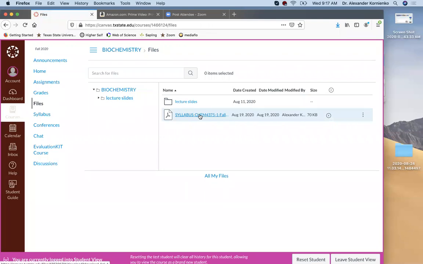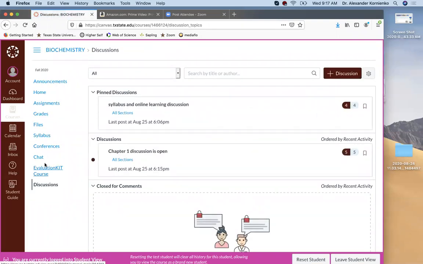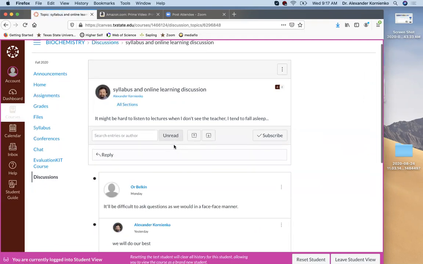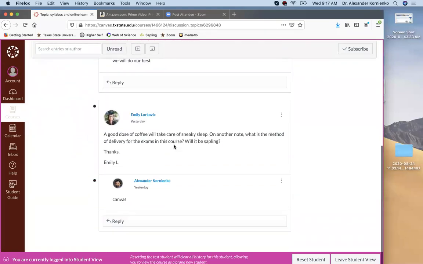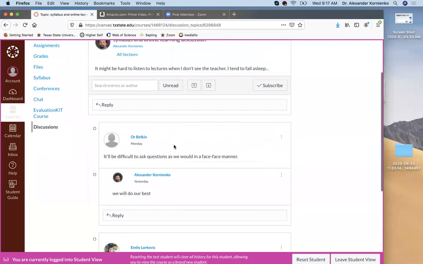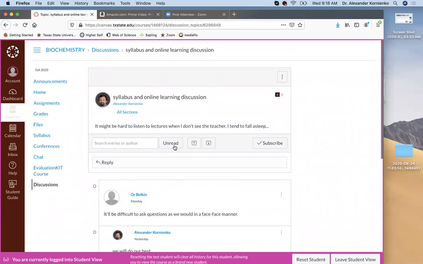The important thing here, we're going to look at the syllabus in a few minutes, but the important thing is discussions here, right? So we're not going to have in-class discussions, but let's try to replace that with the online discussions as much as we can. So I'll be creating different topics for discussions. I created two so far, just to get your input on what you think about online learning, and if you have any questions about the syllabus, please post your comment in the discussion.